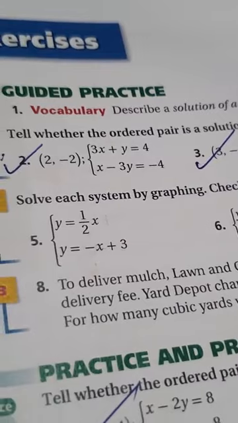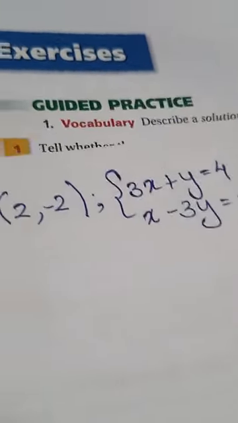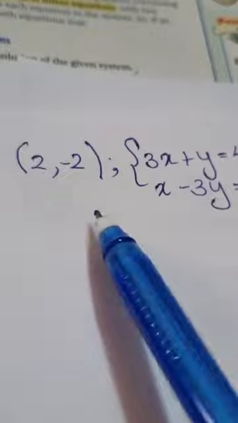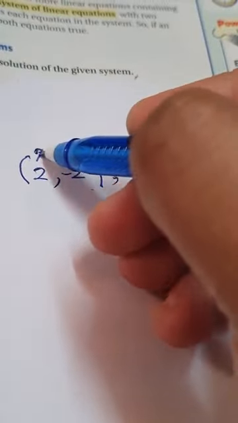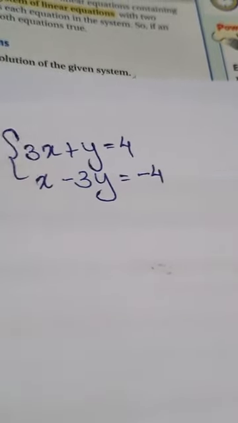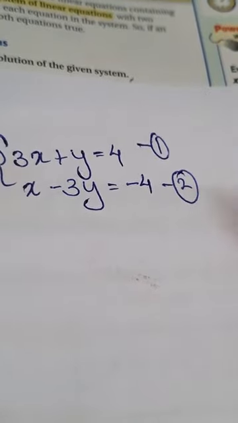Okay, girls. So I think you would have solved the question by now. So let's see whether the answer you got is correct or not. Okay, so this is the ordered pair which is given, 2 and minus 2. So always you start by writing x and y so that you will know what are the values of x and y. This is going to be equation 1 and this is going to be the second equation.